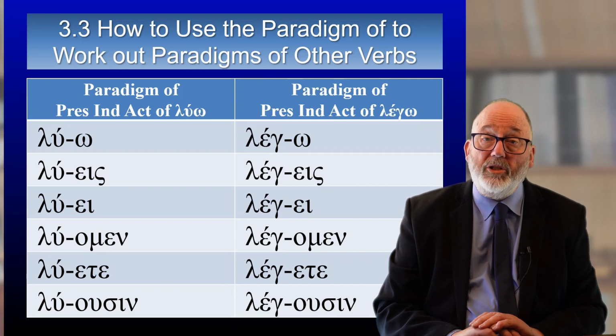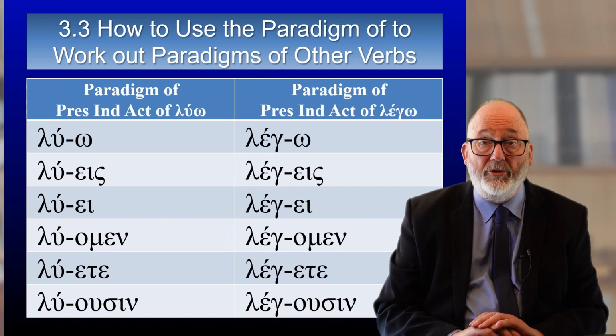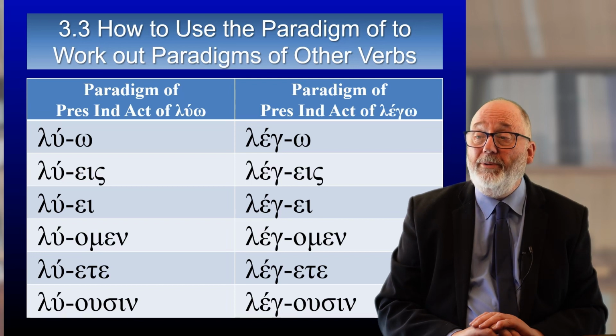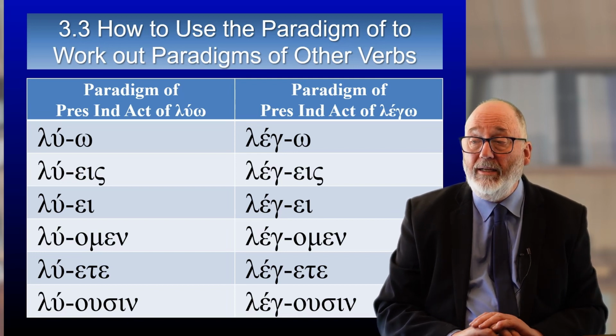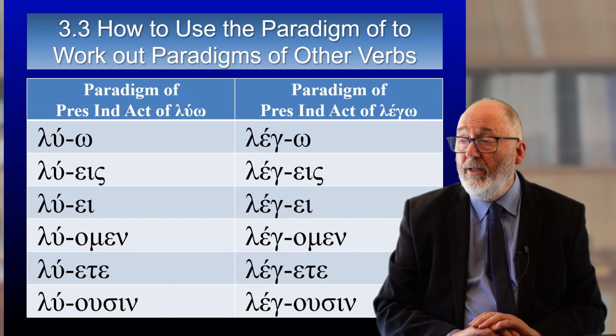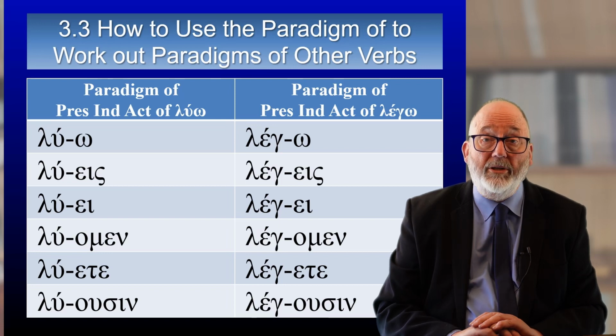So the bit that doesn't change is called the verb stem, or if we're being more accurate in this case, the present verb stem, because sometimes there's an aorist verb stem that is different to the present verb stem. That's a complication we can leave till later. All right, so we have lu plus omega, lu plus eis. Let's do the same thing with lego. The present stem of lego is leg: leg-o, leg-eis, leg-ei. And so the endings of luo and lego are exactly the same.